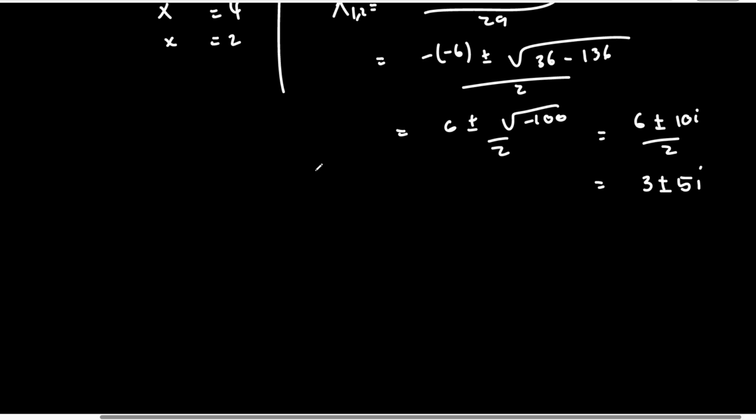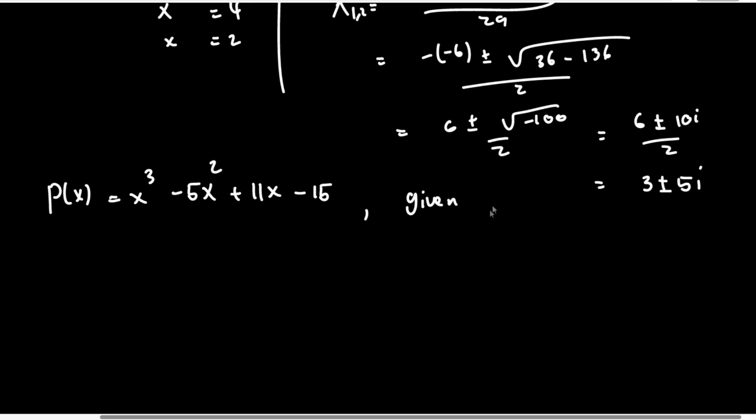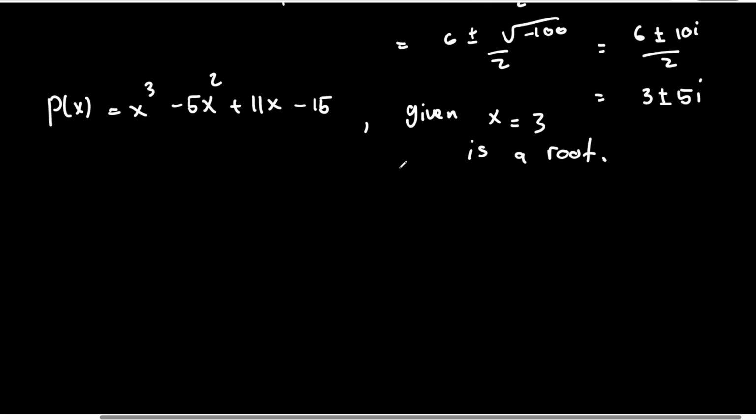Okay, wow, ladies and gentlemen, that was indeed a tough one. But let's look at the following, though. What if they give us something like this? What if they say x cubed minus 5x squared plus 11x minus 15, and they give us one root, given that x is equal to 3 is a root? How do we do something like this though?